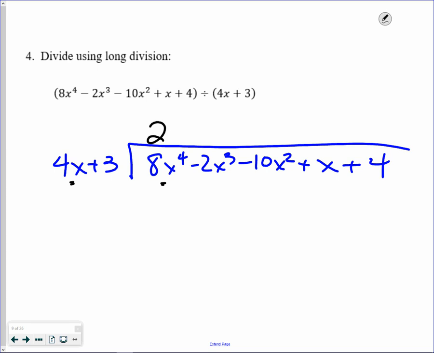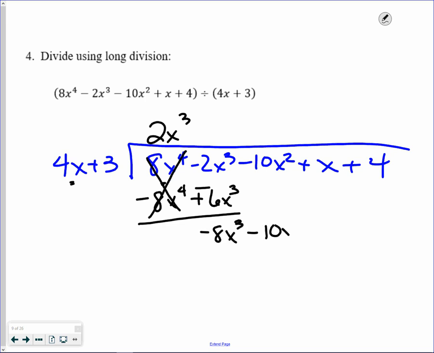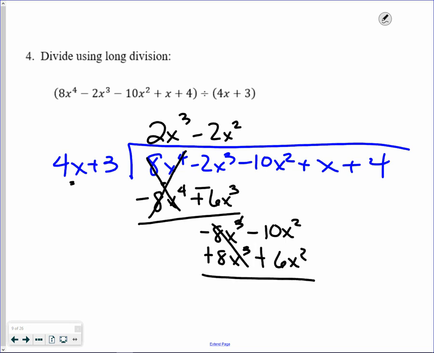And so I would need to multiply by 2x to the third, which gets you 8x to the fourth plus 6x cubed. Always change the signs because you are subtracting, and then pull down the next term. I'm trying to go from the first term of 4x to negative 8x cubed, which would be negative 2x to the second, which gets you negative 8x cubed minus 6x squared. Always change the signs to subtract and pull down the next one.